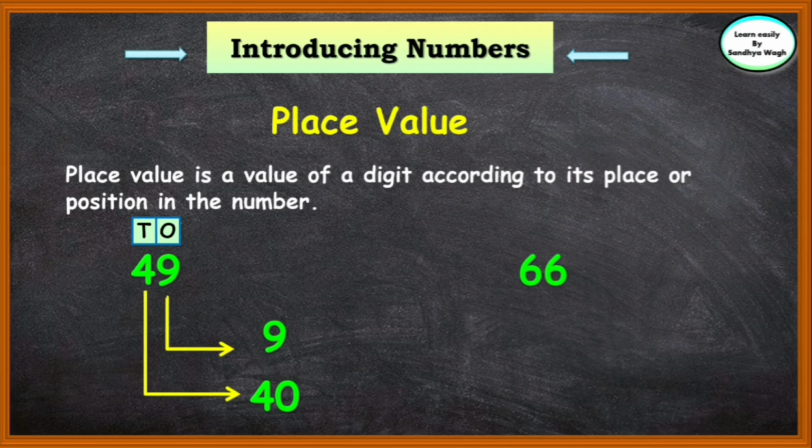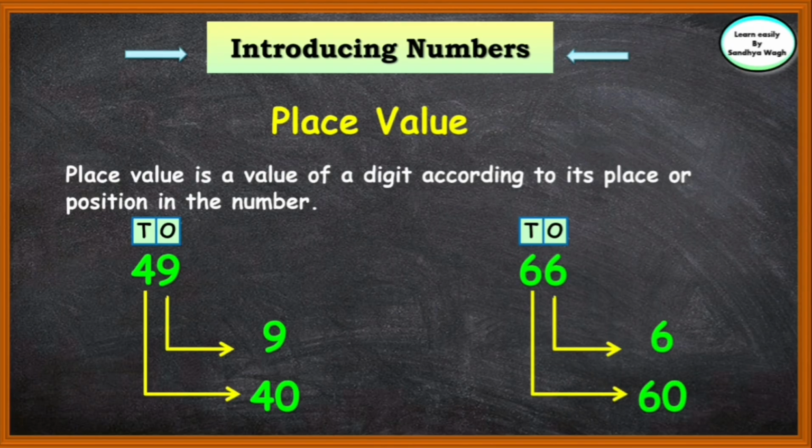Now let us take one more example. Here we have number 66. Let us write down the place first. So, this 6 is in ones place and this 6 is in tens place. As this 6 is on ones place, the place value of this 6 is, yes, correct, 6. Now, the place value of this 6 is, right, 6 tens means 60.